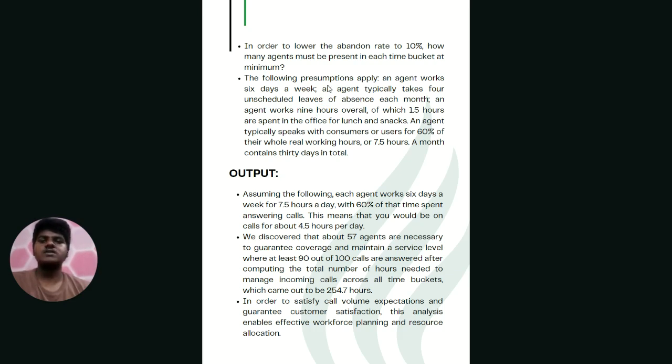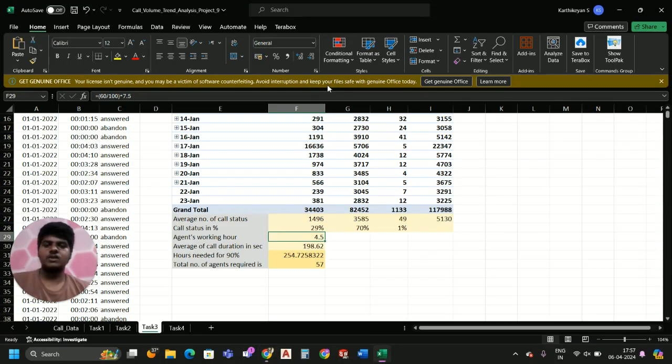Considering all these factors, we have to calculate the necessary number of agents per time bucket to ensure that at least 90 out of 100 calls are answered. This calculation will incorporate the actual time agents spend communicating with customers or users during their working hours. We are coming to the Excel. So this is the assumption.